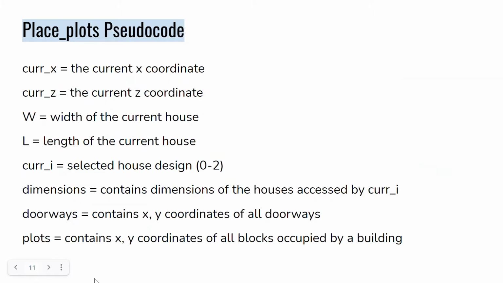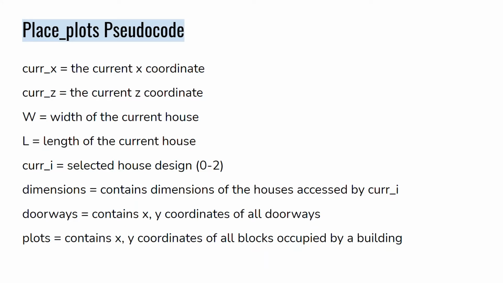Place plot pseudocode. Current X is the current X coordinate at the start of the window. Current Z is the current Z coordinate of the start of the window. W is the width of the current house design, and L is the length of the current house design. Current I is the index to select the house design.